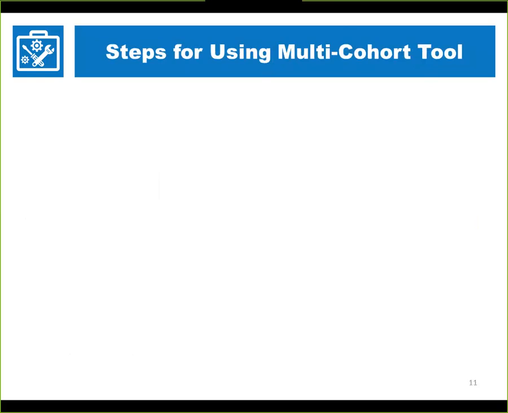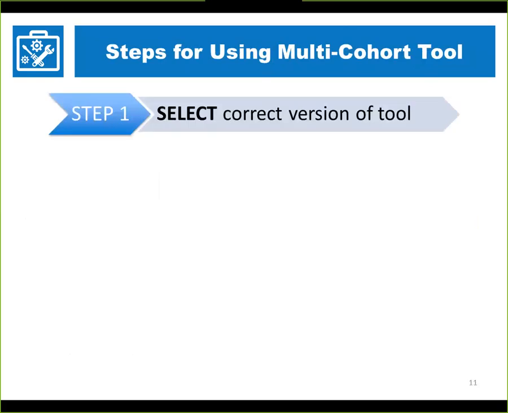Step 1 is to select the correct version of the tool. There are different versions of the tool to reflect the education level of the intervention and the evaluation design. Therefore, the first step is to select the appropriate version of the multi-cohort tool. There's a general version for most designs and a cluster RCT version.